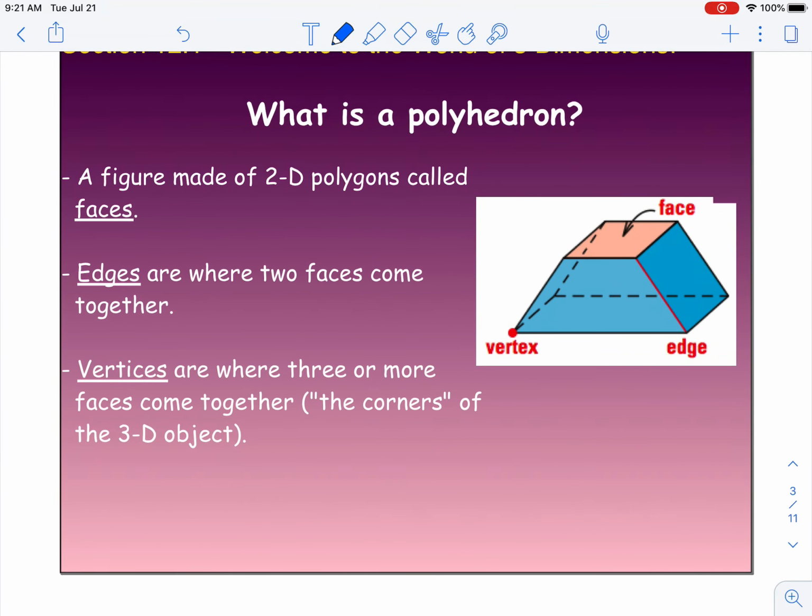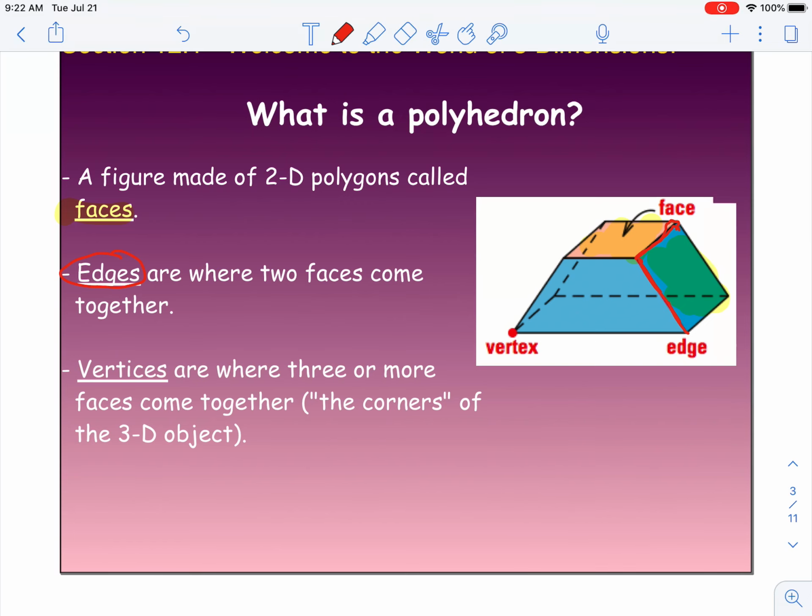Well, a polyhedron is a figure made up of 2D polygons called faces. So you can see here is a face, and this is a face. So these are all faces right there. Edges are where two faces come together. So this is an edge right here, and this is an edge right here. So those are the edges where the faces come together.